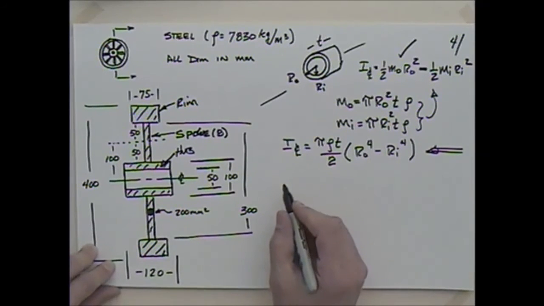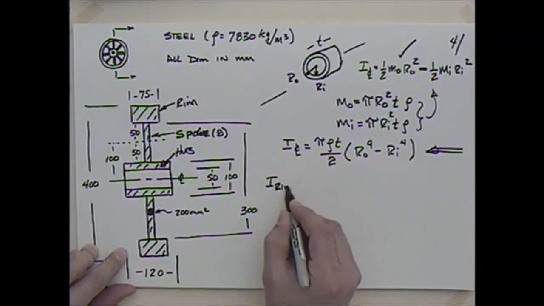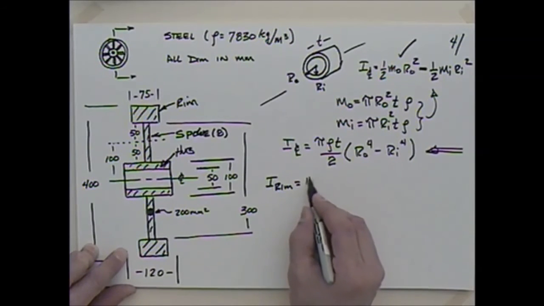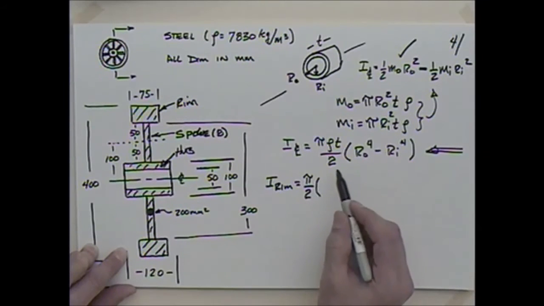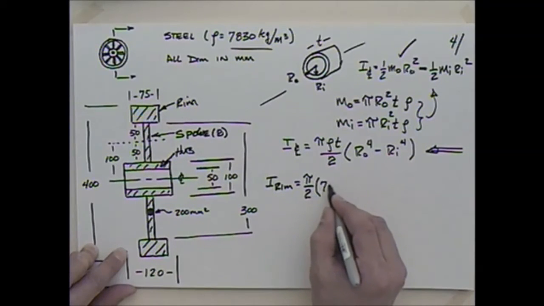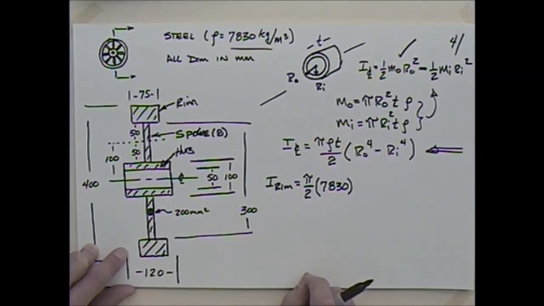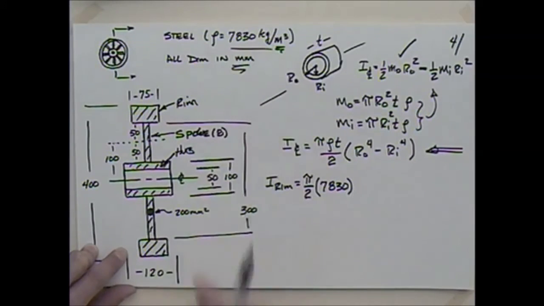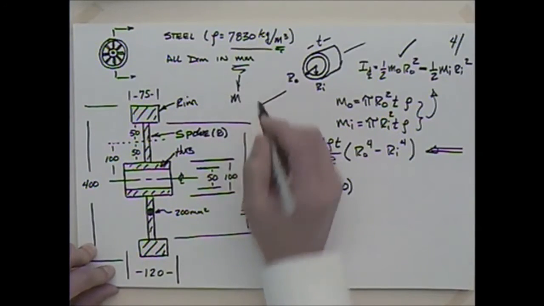So if I want to talk about I for the rim, what's that going to be? I could say that was pi over 2 times, I need the density. What density do we have? There's our density, 7830. Because we're in the metric system, maybe I won't put the units down, but we definitely have to be careful. This is meters, and what do I have in the rest of it? Millimeters. So I'm going to convert all of these millimeters to meters.